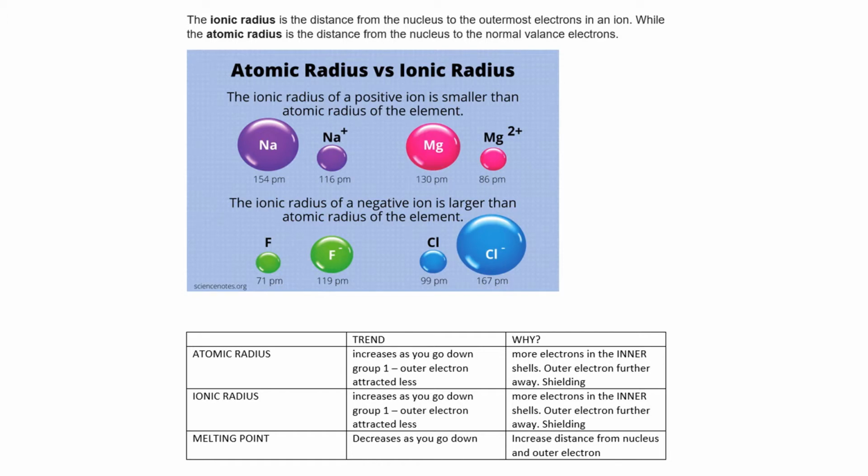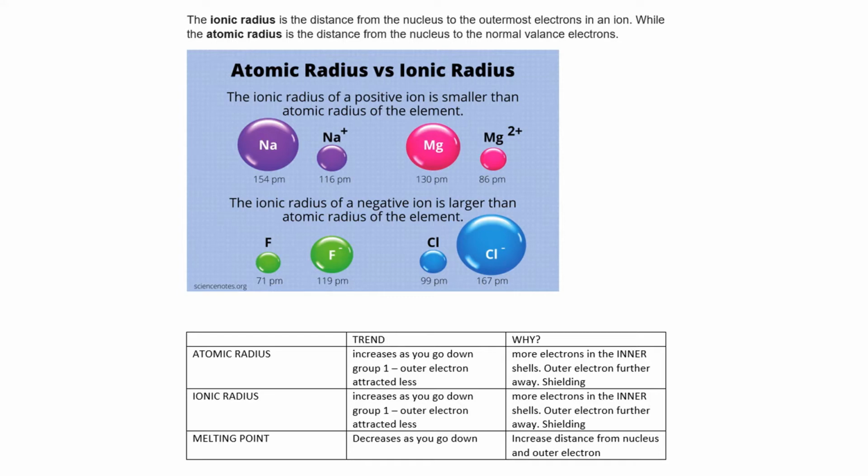Now let's have a look at why the sodium ion's radius is a lot smaller than the sodium's atomic radius. That is because the sodium ion has lost the electron. When that electron is lost, there is no more outer electron, and so the radius becomes smaller because now you end up with a full outer shell. Similarly for magnesium, as the magnesium's outer electrons get lost, the radius becomes smaller, so the ion becomes smaller.